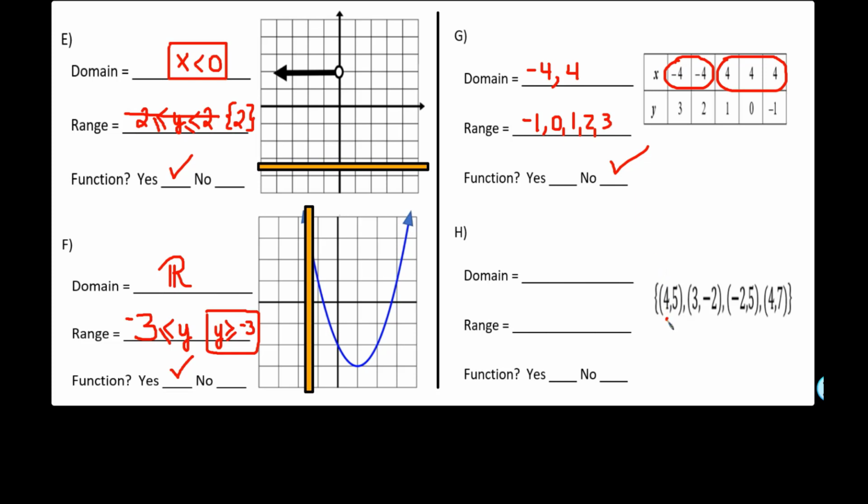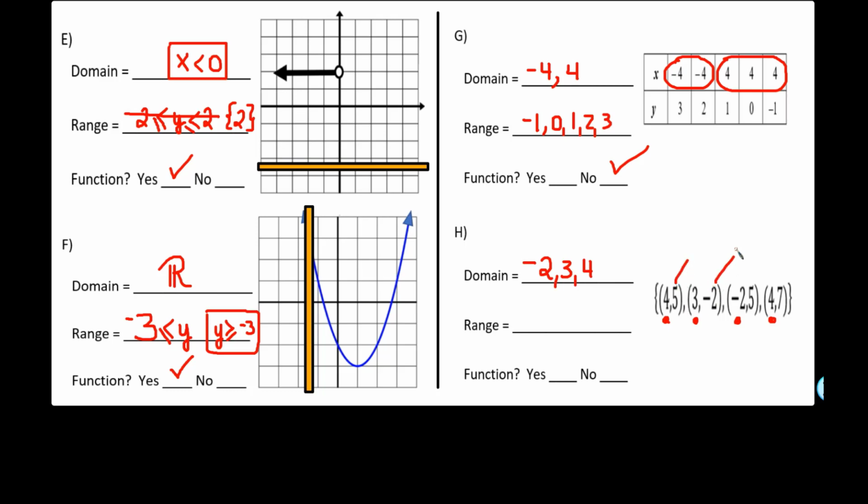Here we have a list of ordered pairs. So let's look for the X values to find the domain. We start with the smallest number, which is -2, followed by the next one, which will be 3. And the last one will be 4. And even though it repeats the 4, you only write it once.